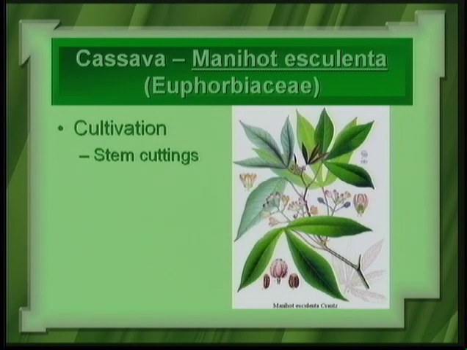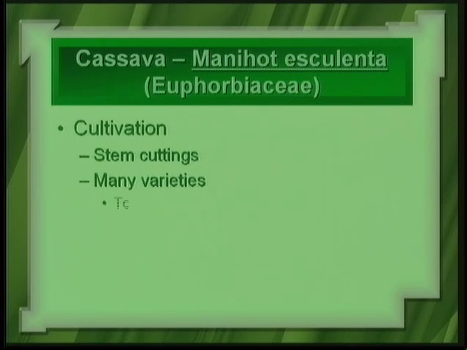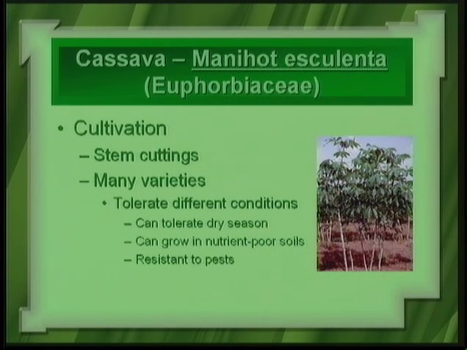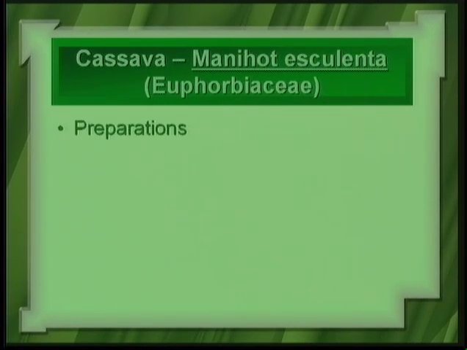Generally, you take cuttings of the stem in order to propagate this. All the plants that we're talking about today are mostly vegetatively propagated. Lots of varieties, and they tolerate different conditions in terms of dryness. Some can grow in soils that don't have much nutrients, depleted soils. This is one of the reasons why it's a good crop, it can grow in poor soils. Another thing is that due to some of the properties of this plant, it is resistant to pests. Why is that? Because you have to prepare it.